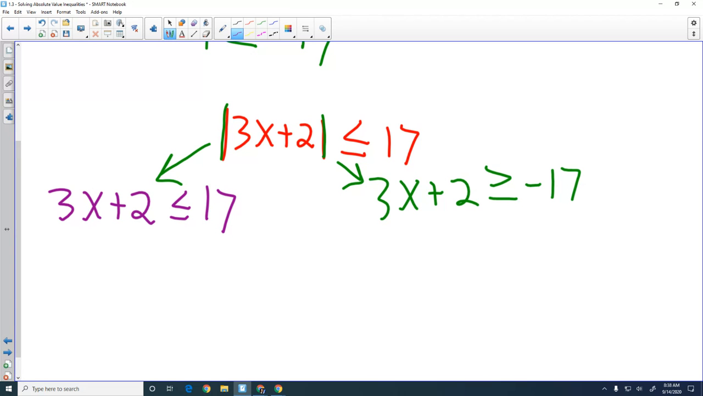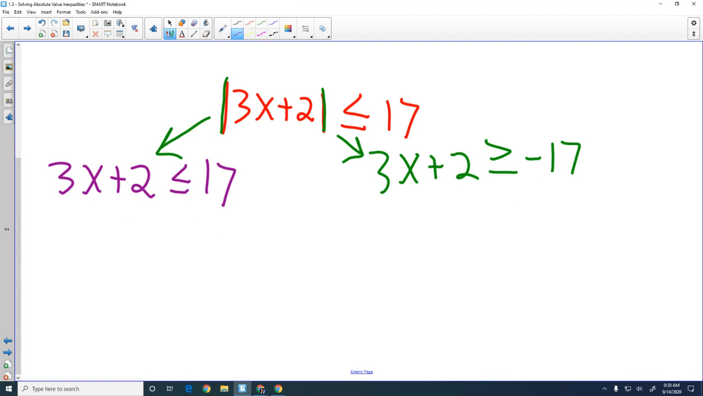And that is the main step of these absolute value inequalities. There are two changes. That's the new part that I'm showing you. So now from here, we're going to solve the left one for x. I'm going to subtract 2 from both sides. So 3x is less than or equal to 15. Then I divide both sides by 3. So x is less than or equal to 5.